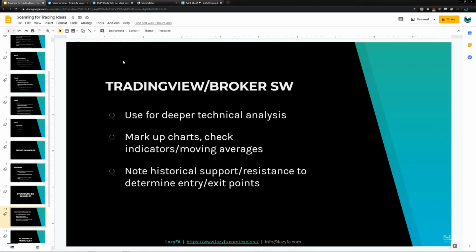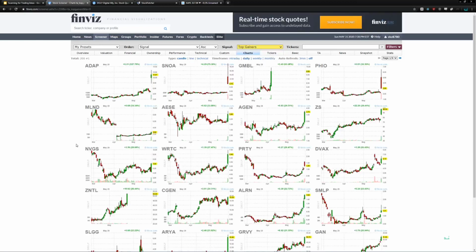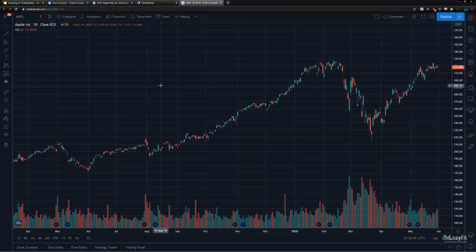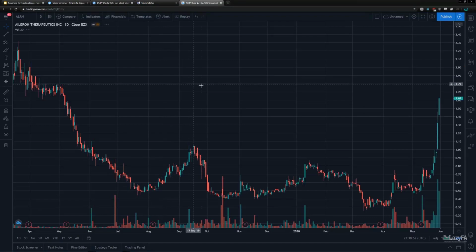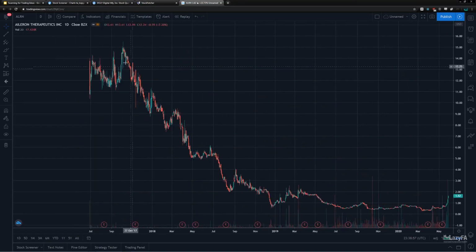And then for TradingView, usually what I'm using either TradingView or my brokerage software for is doing deeper technical analysis. So let's take something like, what was that one that we were looking at on the top gainer list? ALRN. So if we look at ALRN, for example, in TradingView, I can zoom out now and see the bigger picture. This stock has been destroyed since July of 2017.